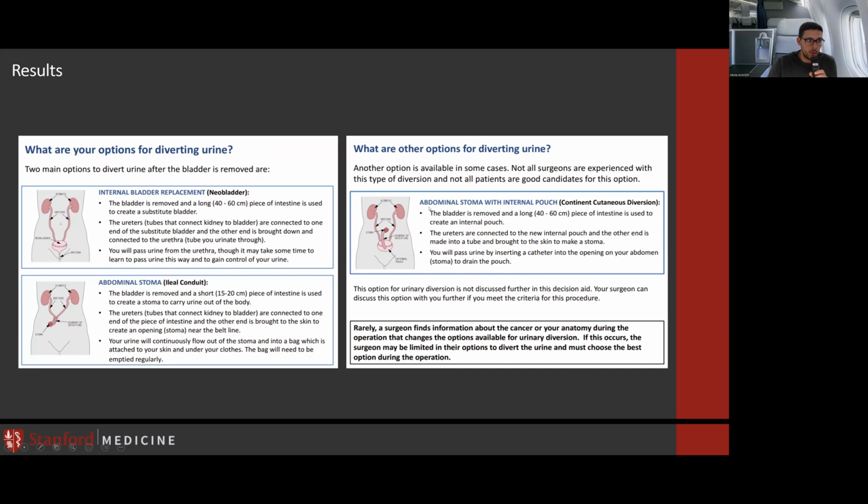And then to the point of incorporating the physician feedback, they added an area here about other continent cutaneous diversions. And then incorporating that patient feedback, they added a disclaimer here that, rarely, a surgeon may find information during the operation that changes their recommendations for your diversion.